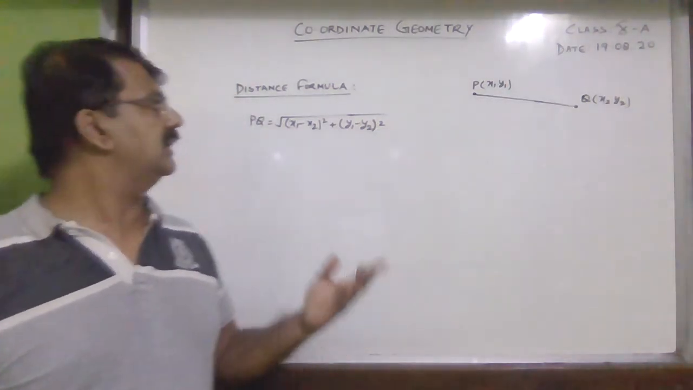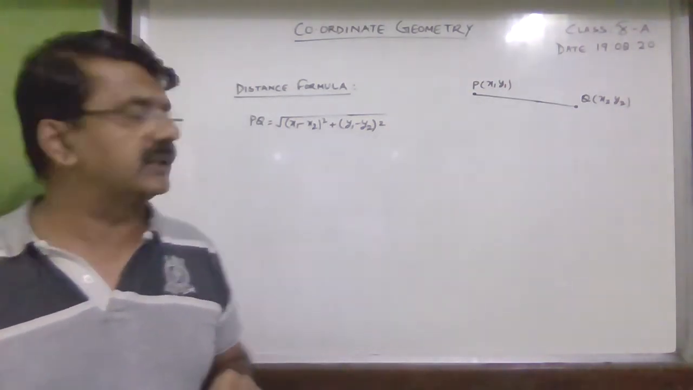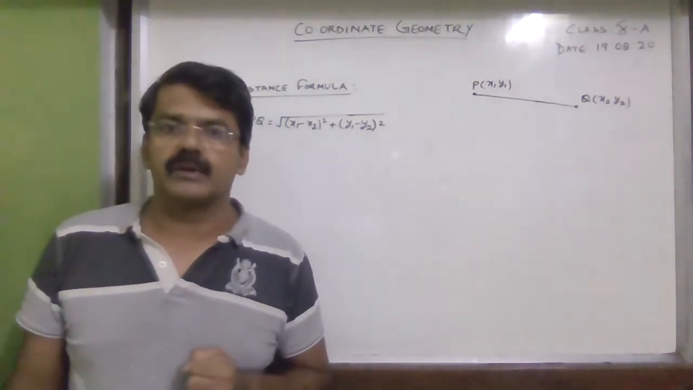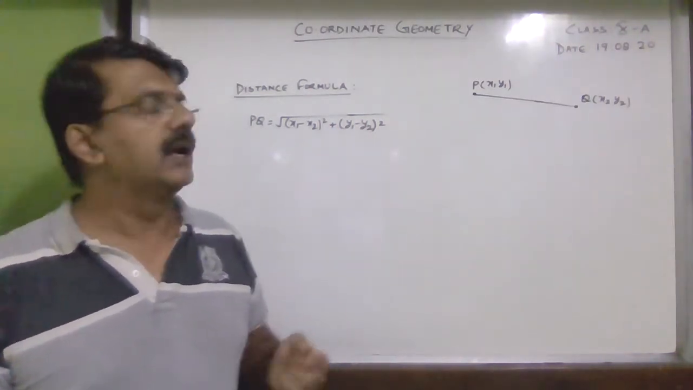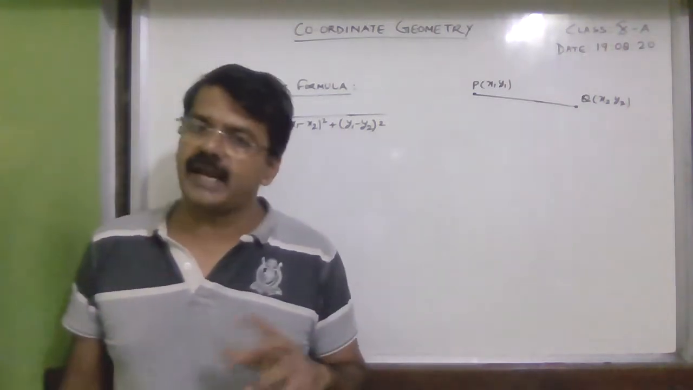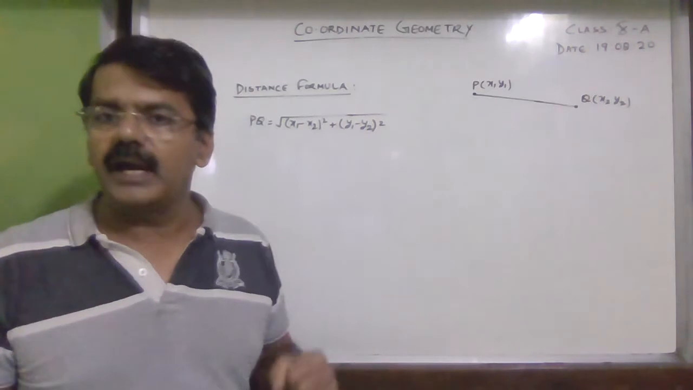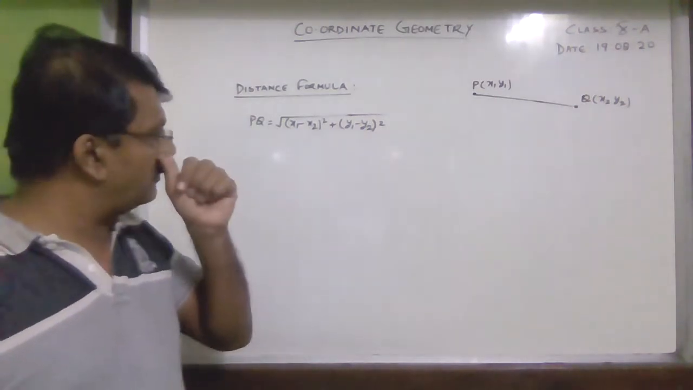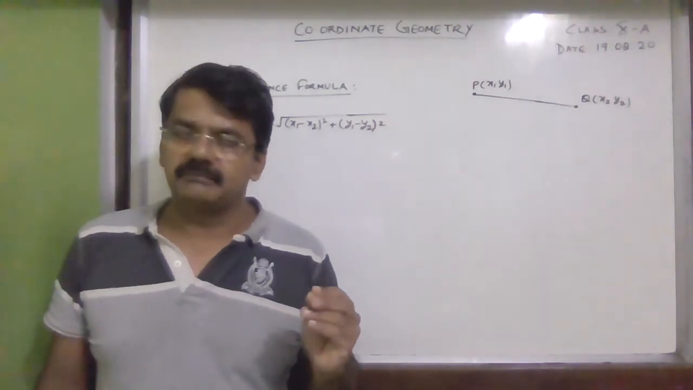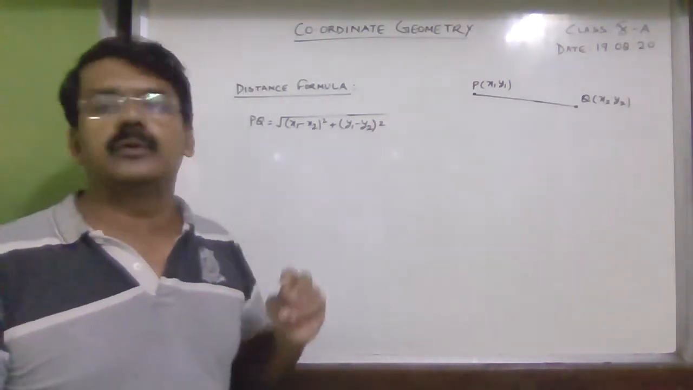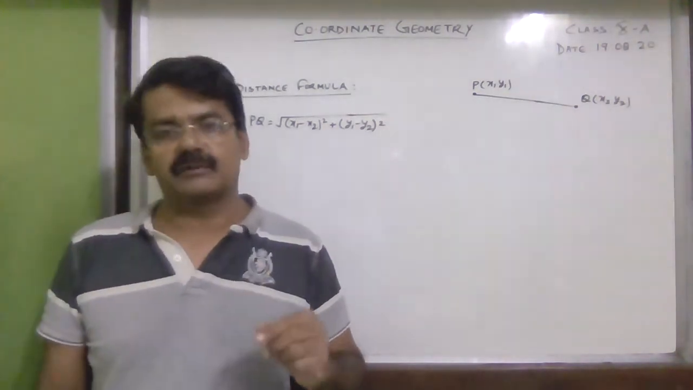Now it's very clear that whether you write x1 minus x2 or x2 minus x1, that doesn't matter because there is a square over there. Same for y1 minus y2 or y2 minus y1. Clear? But make sure that you subtract the x coordinate from the x coordinate of the 2 points and y coordinate from the y coordinate. Now first of all, I will give you a few examples how to apply this formula, and then I will tell you about the application of this formula.